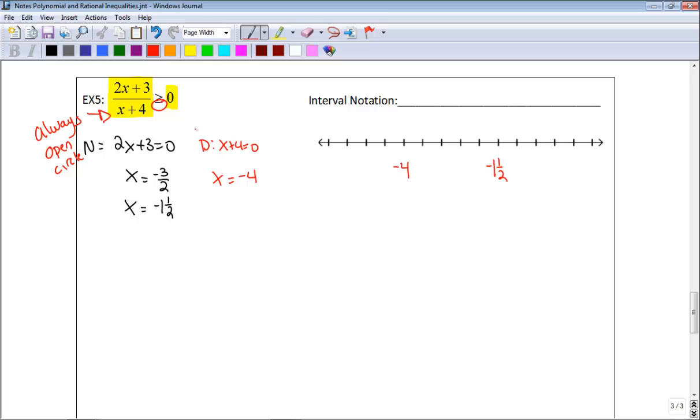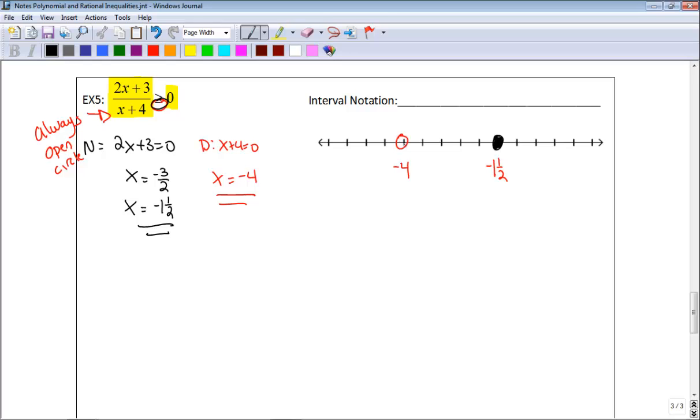So the denominator, or negative 4, has to have an open circle, but negative 1.5, because I have the "or equal to" bar, can have a closed circle. And the reason that your denominator is always going to have an open circle is that you can't have 0 in the denominator. That would make it undefined.